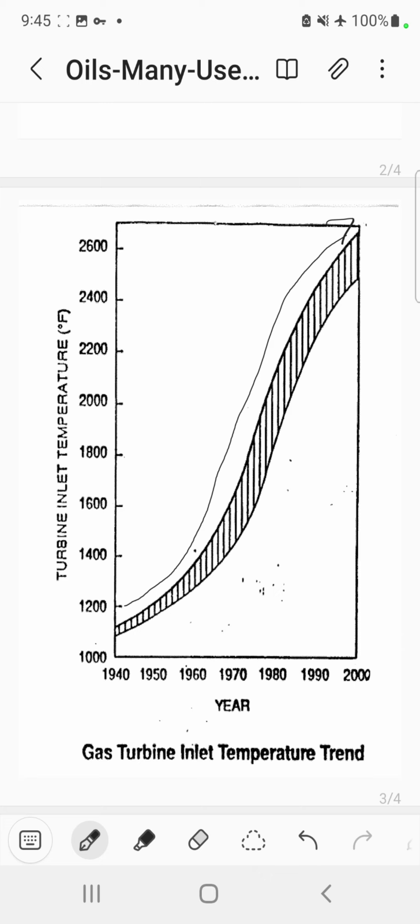Now actually we have 3000 right now. That's the latest and newest gas turbines. They have 3000 Fahrenheit. So inshallah also in the future we will get more and more. So like we said, the higher the temperature, the higher the efficiency.